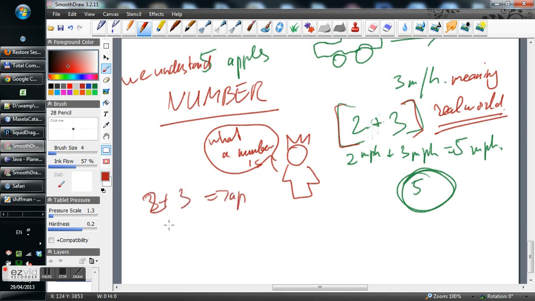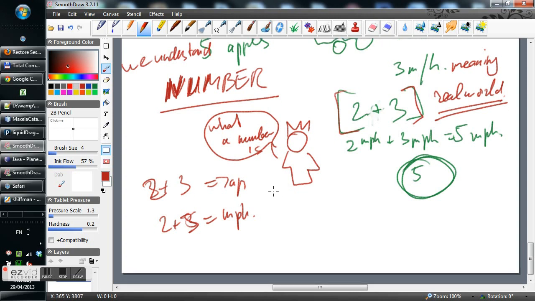You can say 3 plus 5, 2 plus 3, and this is going to be apples. You can say 2 plus 3, and this is going to be miles per hour. It's kind of hard to give a very simple explanation of what a number is. Try yourself to explain what a number is. A number is what? Something you can sum. But you can't sum an apple and an orange, or miles per hour and a brick. So basically, number is a very, very abstract term, but we're very much used to it, so for us it's pretty easy.